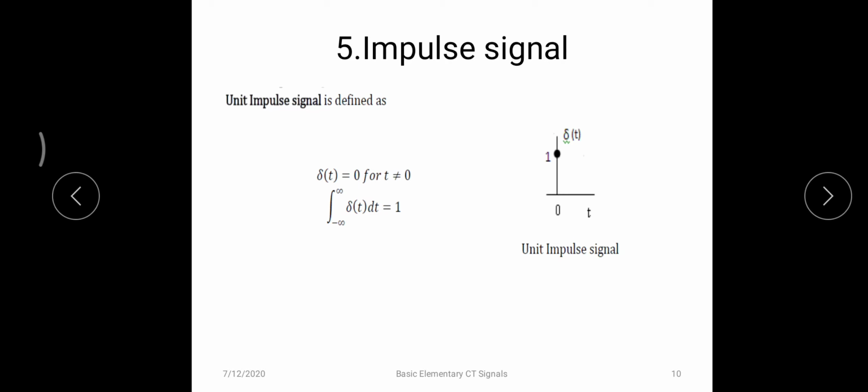I am insisting once again: the delta function exists only at t equal to 0. For all other samples, the amplitude is 0.